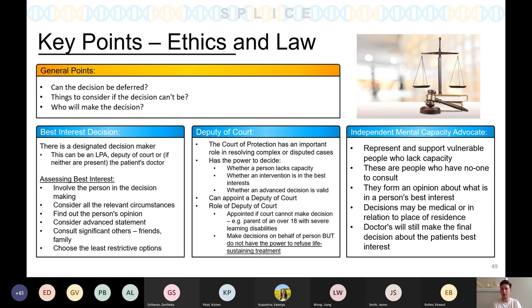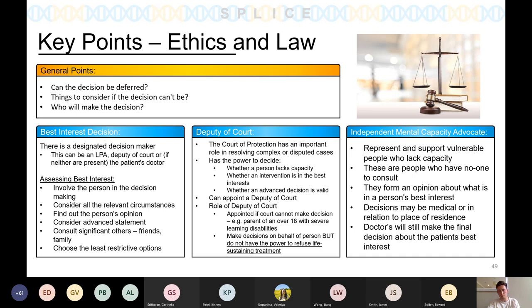And lastly, we've got these two situations in the middle on the right. Court of Protection can be involved mainly in complex and disputed cases, and can basically give a decision on whether somebody has capacity, whether an intervention is in the patient's best interest, or whether an advanced decision is valid for a specific situation. The other thing that they can do is appoint a deputy of court, and the role of a deputy of court is basically appointing somebody who knows the patient better, to make the decision on the court's behalf.